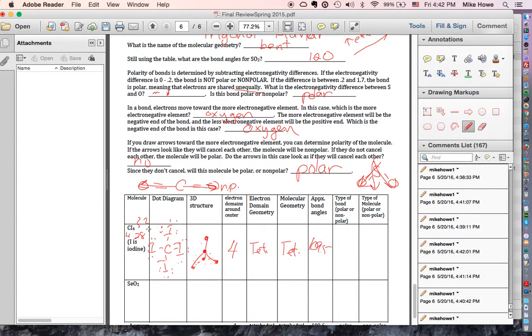Since carbon and iodine are fairly far apart, we'd say these bonds are polar. Once again, you're not going to have to really worry about this. Is the molecule symmetrical or asymmetrical? Looks like it's symmetrical. So if it's symmetrical, it is non-polar. Symmetrical. Okay, SeO2.